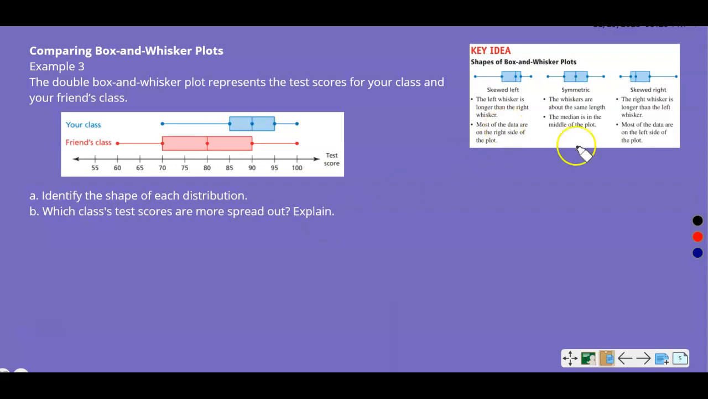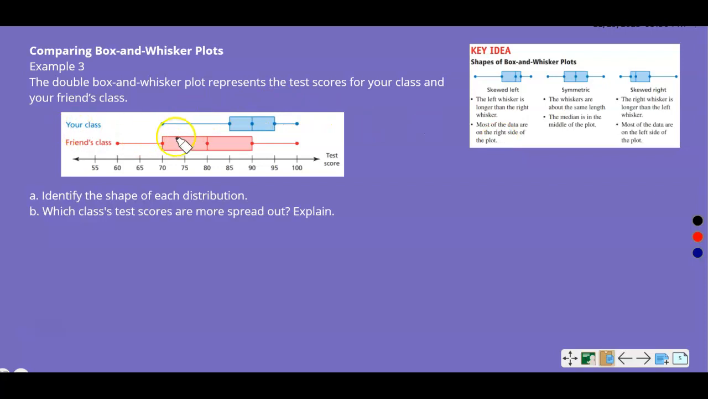All right, so if you remember, we looked at this earlier in the previous video. If it's symmetric, that means it looks like it's pretty much the same on both sides. So if you can draw a line through the median of the box and whisker plot, and each side is approximately a mirror image of the other side, then the distribution is symmetric. Okay, so that looks like this right here. If the whisker on the left side is much longer, then it is skewed to the left. If the whisker on the right side is much longer, then it is skewed to the right.